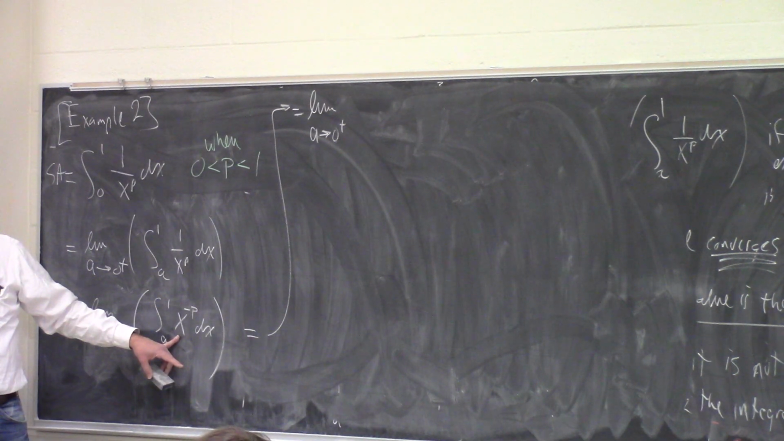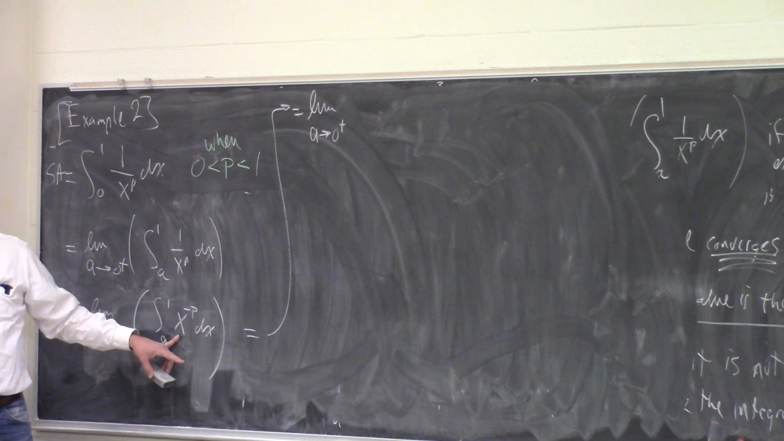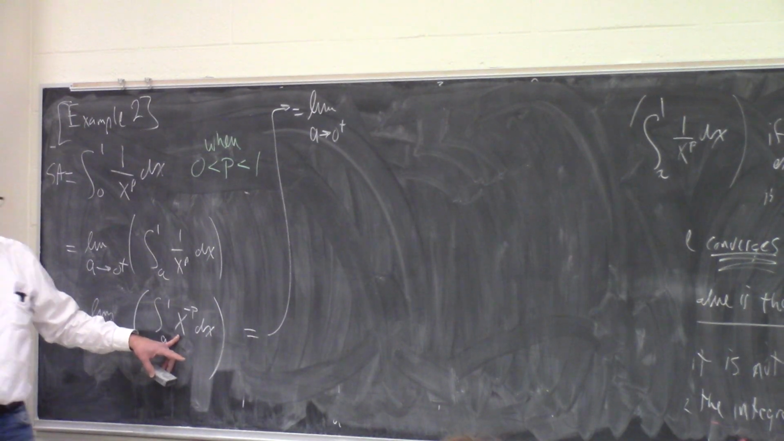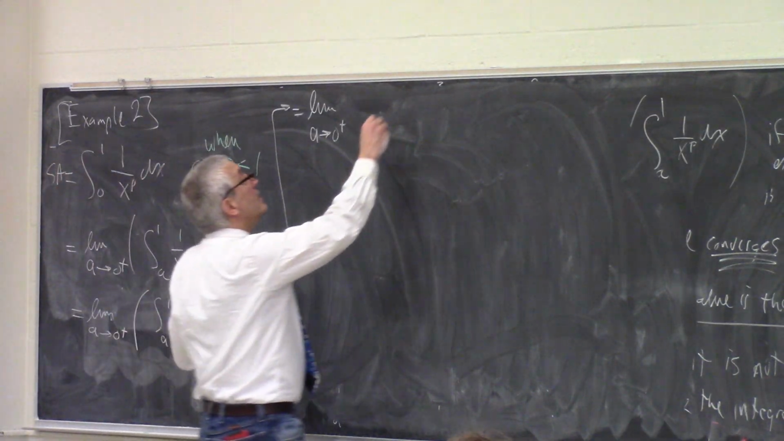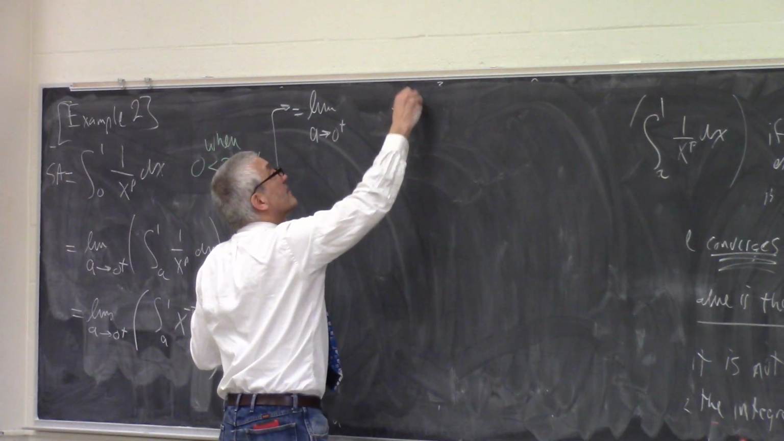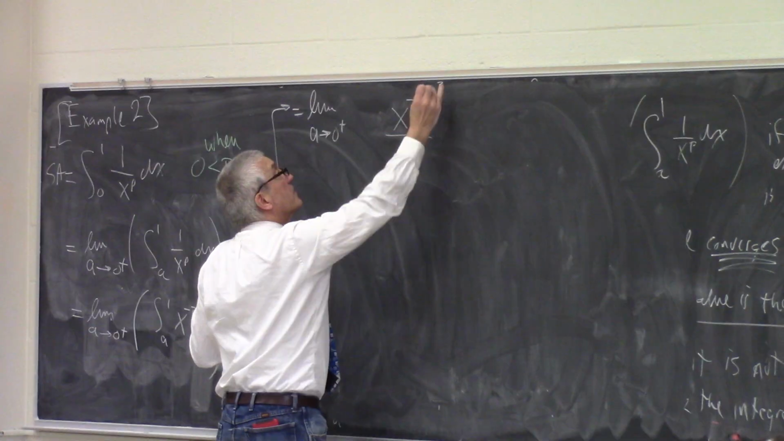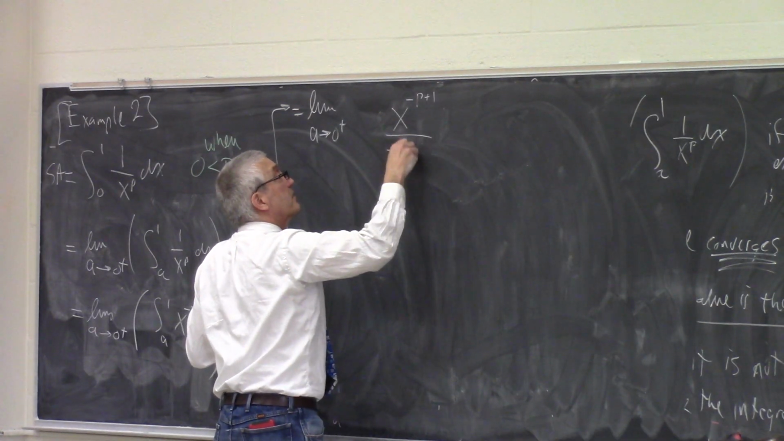Trent? Minus p times x to the minus p minus 1. Right, so that would be the derivative of x to the minus p. So what's the general antiderivative of x to the minus p? Trent? X to the negative p plus 1. Right, x to the minus p plus 1 over minus p plus 1.